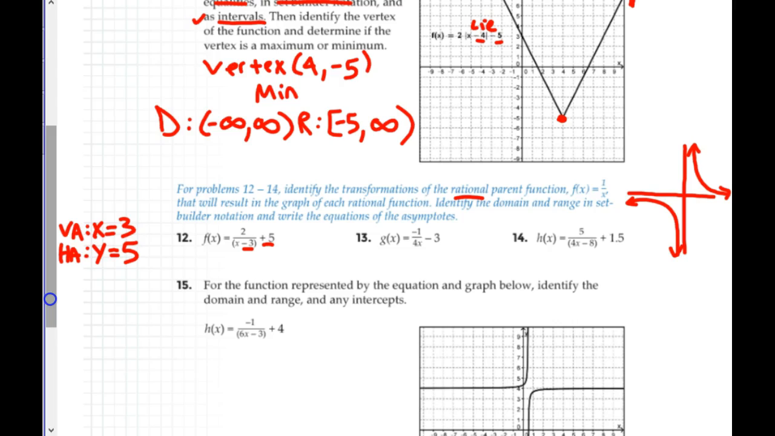So when you're doing domain, okay, it's from negative infinity all the way till this x equals 3, but it can't equal 3 because that's the asymptote. So negative infinity to 3 union 3 to infinity. Okay, and in the range, you're using the horizontal asymptote. It does not touch y equals 5, so you're doing negative infinity up to 5 union 5 to infinity.